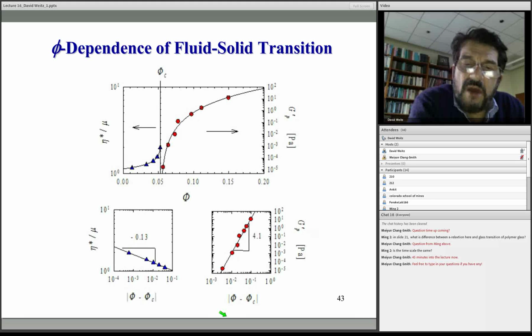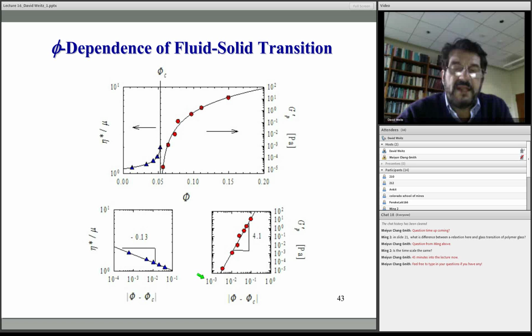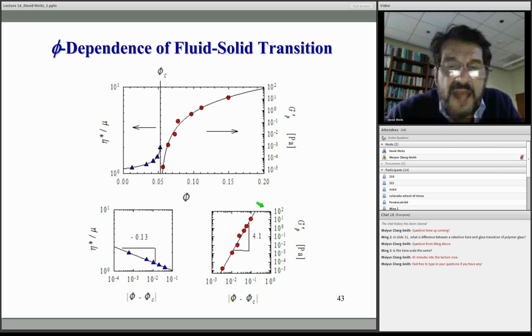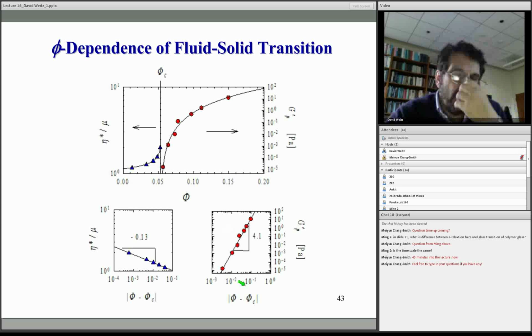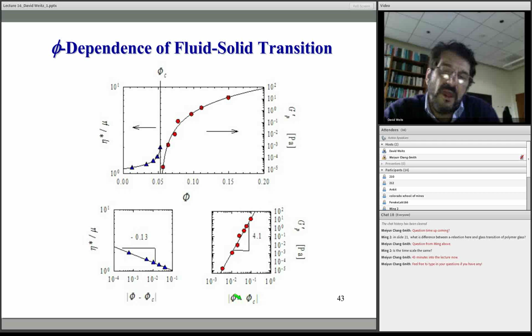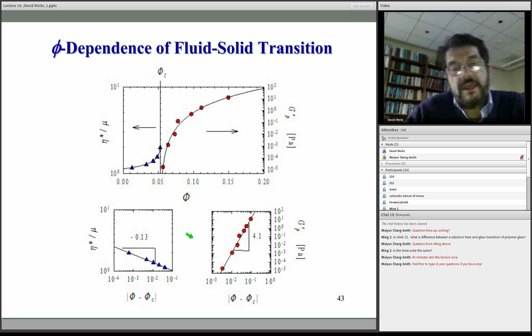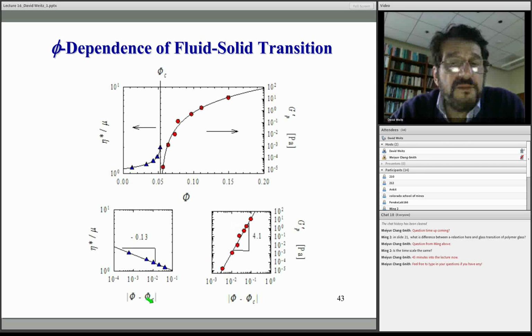The elastic modulus is a function of phi minus phi c. I can identify what this characteristic is, and I see I get this scaling behavior, both in the elasticity and in the viscosity. So the elasticity is increasing dramatically. It's increasing as a power law compared to the distance you are from this critical point, and the viscosity is also increasing as you go to that critical point. This allows me to define very precisely where that critical point is.